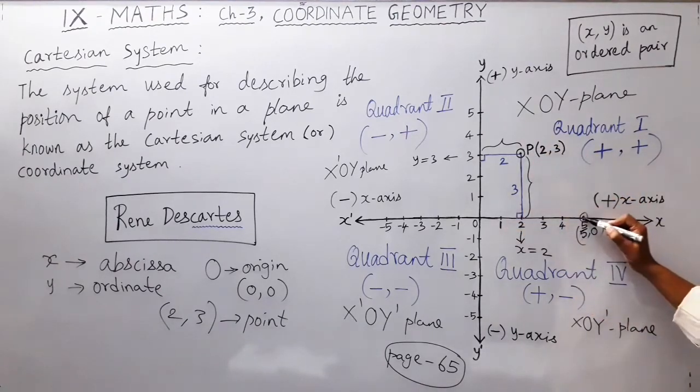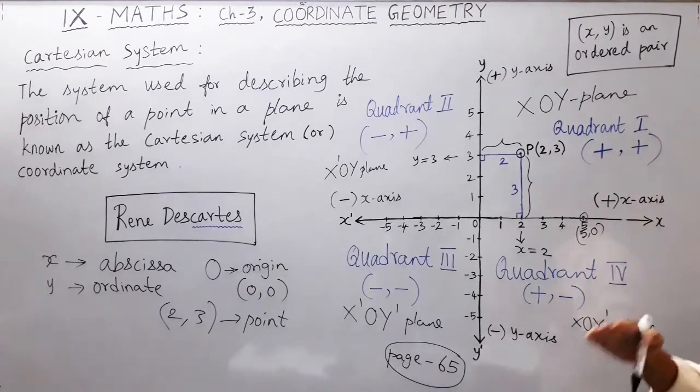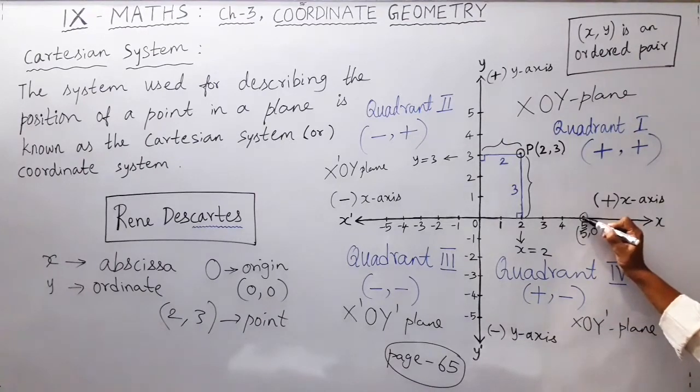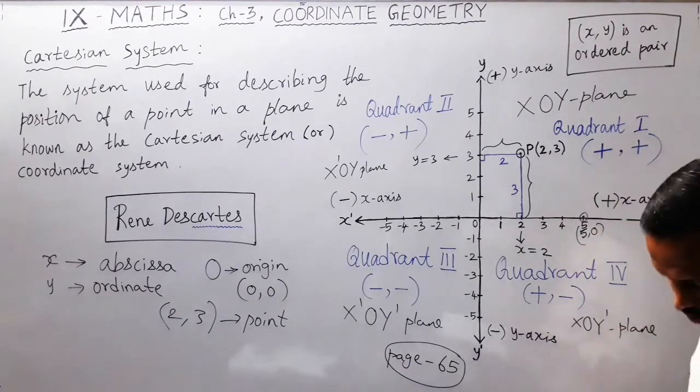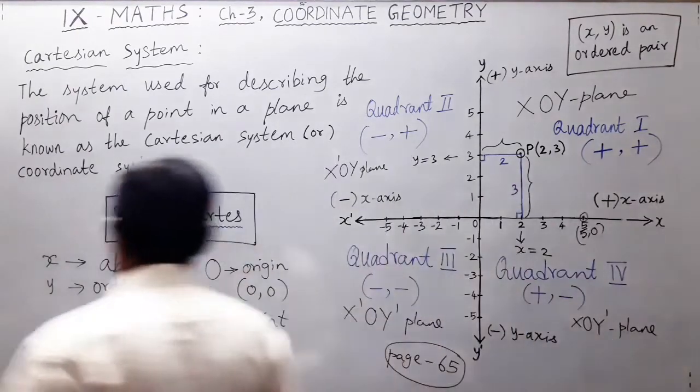Since the point is located here, there is no distance between the point and the x-axis. So the y coordinate you get by measuring the distance between the point and the x-axis. But here the point is on the x-axis, so you cannot get the y coordinate. So that is 0. Now generally we can write this as (x, 0).